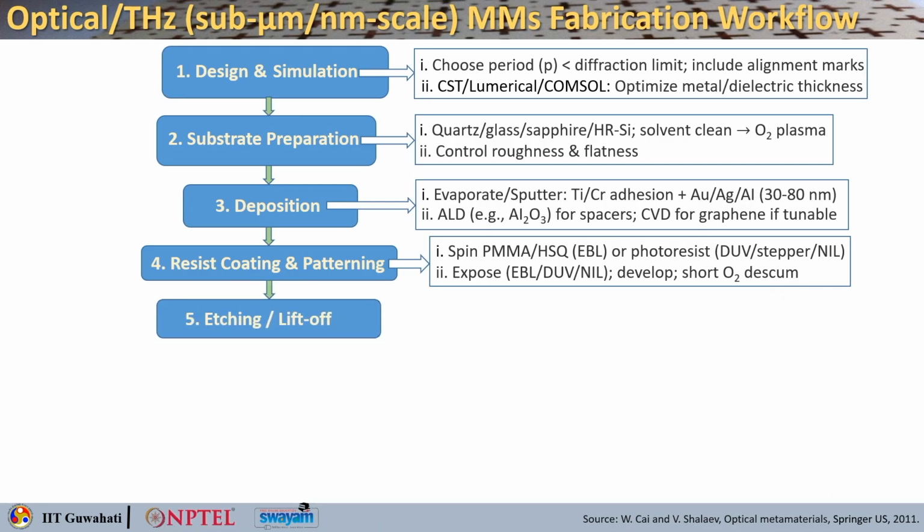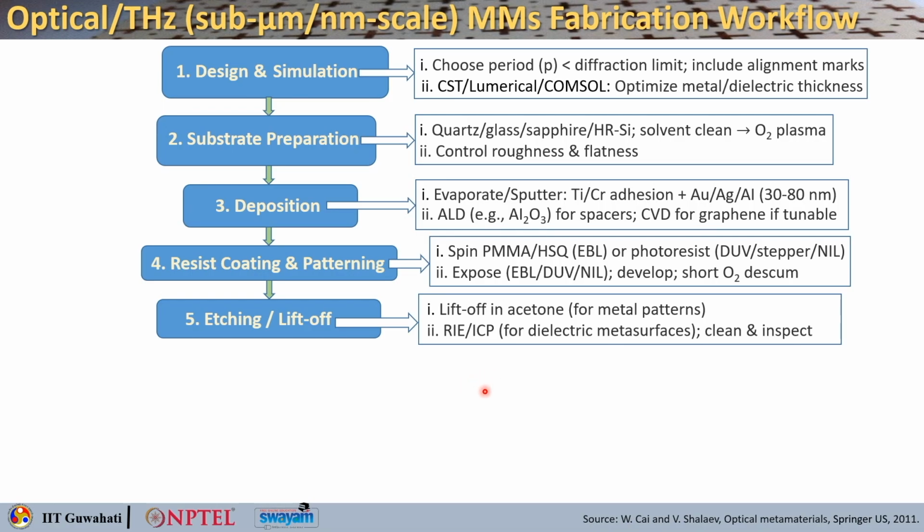Next is the method for etching and lift off. If using metal patterns, you dissolve the resist in acetone, so only the patterned metals will remain, and this method is called lift off. And for etching, for dielectric metasurfaces you can use reactive ion etching or RIE, or for sculpted structures you can use inductively coupled plasma, which is typically used for the dielectric metasurfaces. And then in the final step you clean and inspect to confirm the fidelity of such structures.